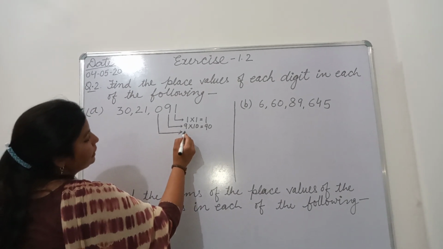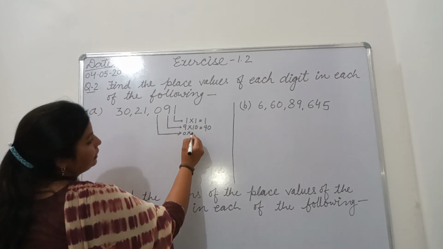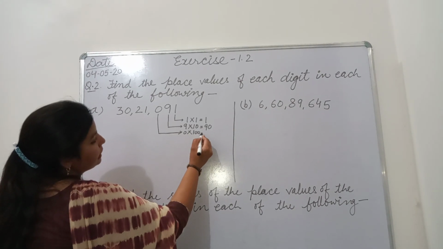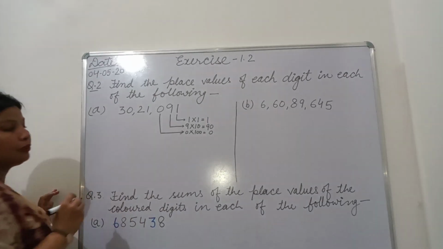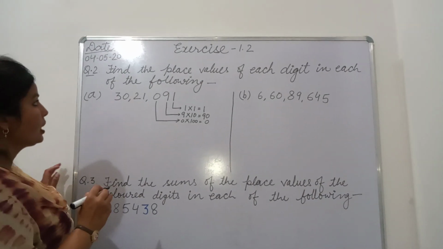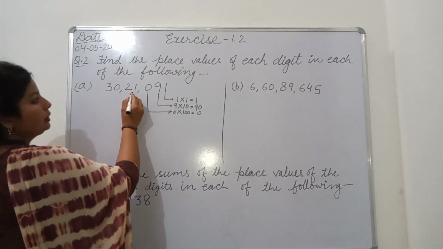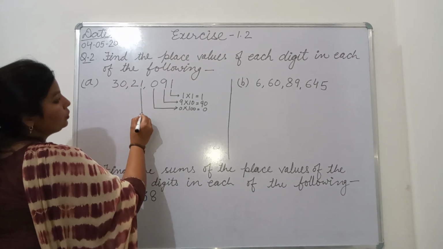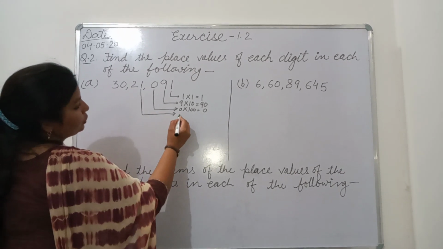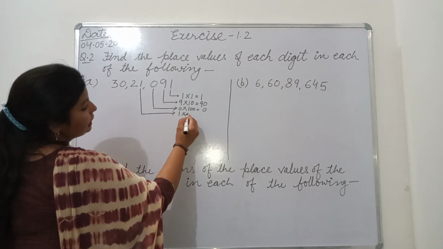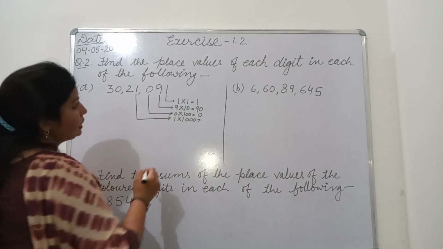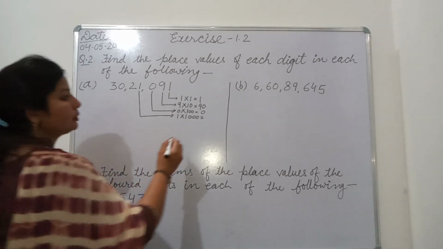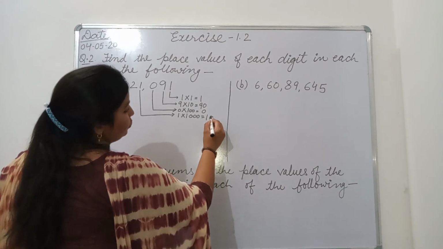So 0 multiply by 100. 0 multiply by any number, then your answer will be 0. So the place value of 0 is 0. Next is 1. 1 is on which place? On 1000. So 1 multiply by 1000. So 1 multiply by 1000 is what? 1000. So we write here 1000.